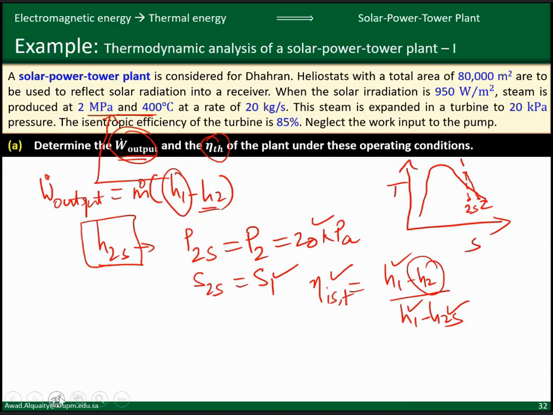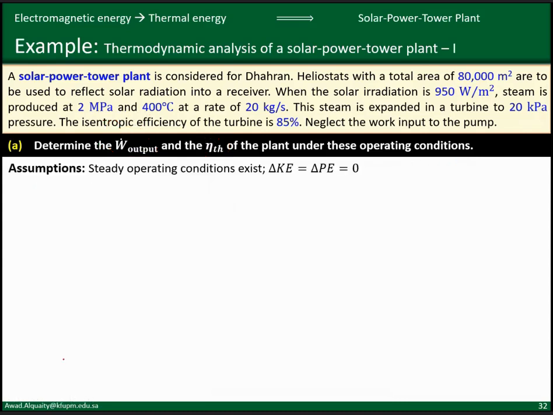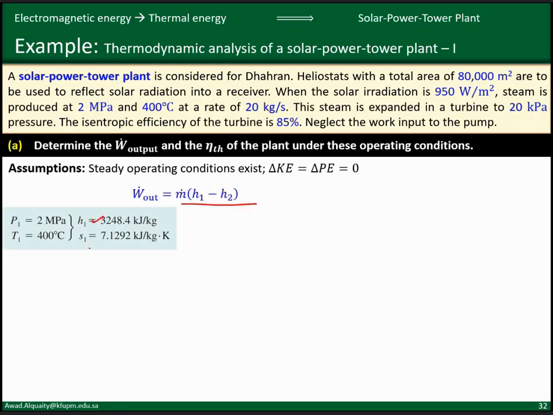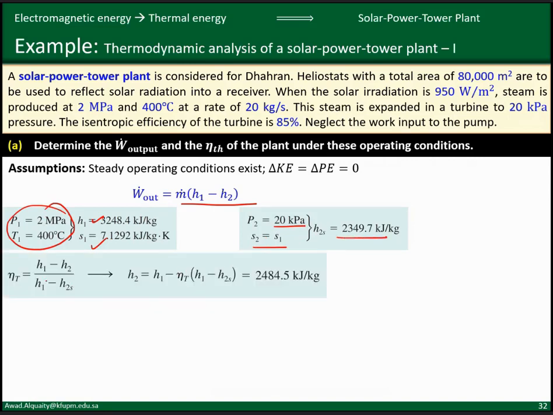And essentially, that's what we'll be doing here, right? So basically, this is our formula. We have H1 and S1 based on these properties. And we have the pressure for state 2S. The entropy is the same. We can calculate H2S. And then from the definition of isentropic efficiency, we can calculate H2. Okay, so once we have H2, we have everything that we need for calculating the work output, and you plug in the numbers, and we can get the work output.